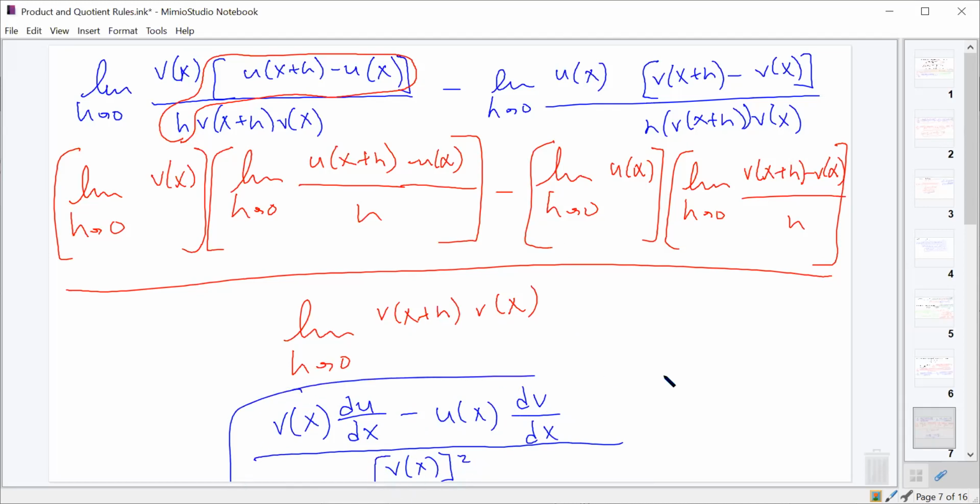squared, and that is our quotient rule that you're going to want to need to know. You're going to need to have that memorized. You're going to be able to use that over and over again. Any questions on that? Wasn't that fun?